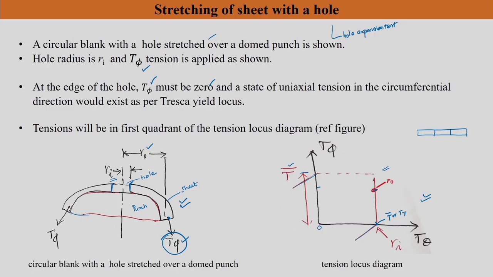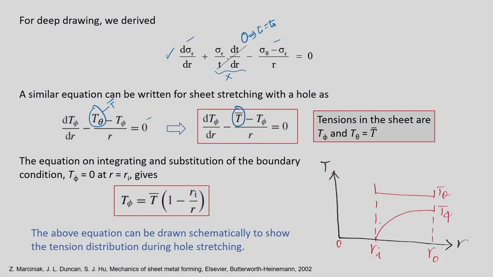Because this T theta can be equal to T bar at r_i. So, I am going to write this. I am just giving a hint here: tensions in the sheet are T_r and T theta is equal to T bar, okay. Now, I am going to put a boundary condition and integrate it.